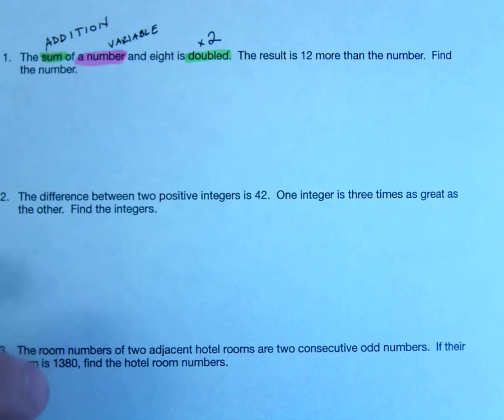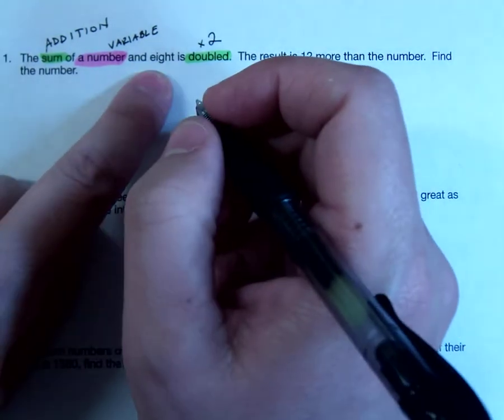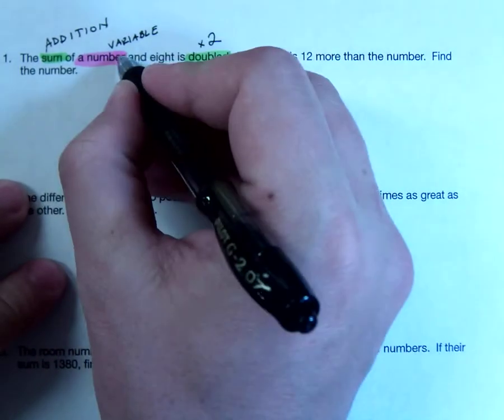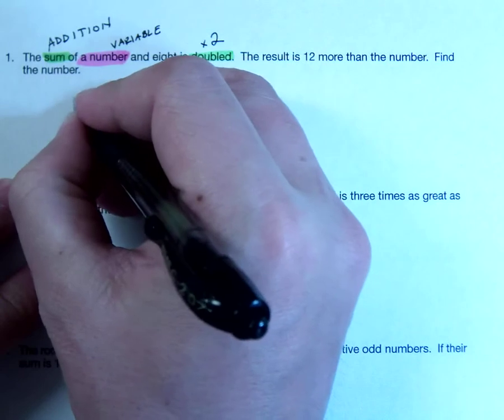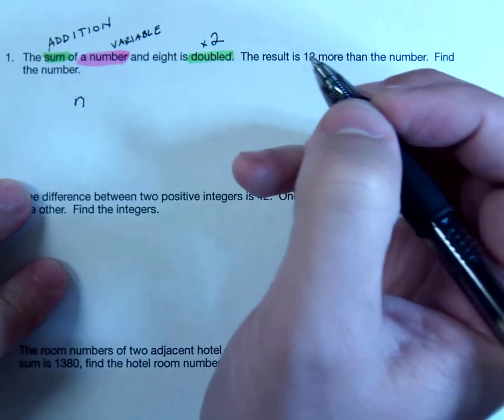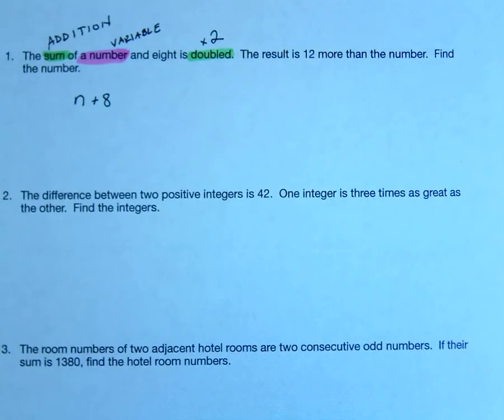Okay, so let's just see if we can convert that first sentence there into math. So the sum of a number and 8. Sum means add. A number is a variable, and then 8, of course, is the number 8. Now for a variable, you can use whatever you want. I think x is a fairly common variable to use, but I'm going to use n for number. So the sum of a number and 8 means I take n and 8 and I add them together. That's the sum. Doubled means times 2.